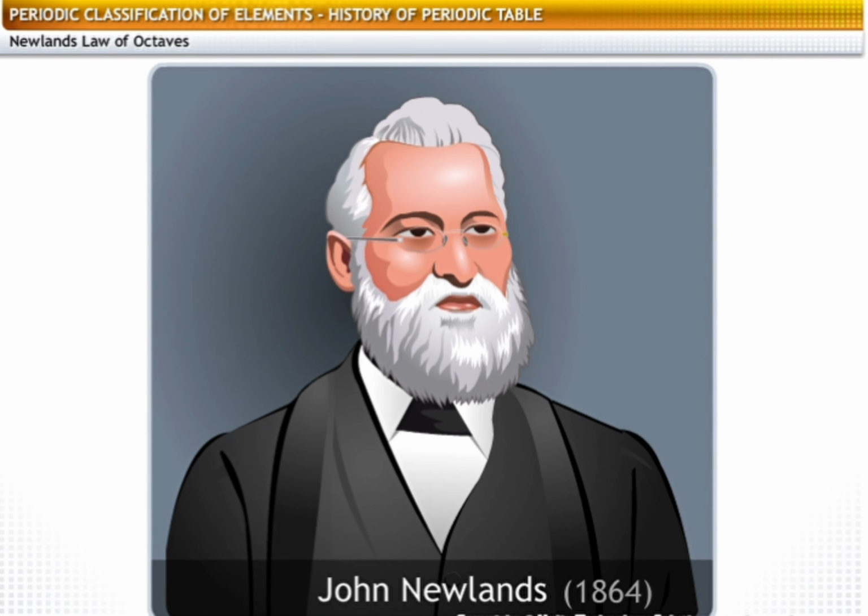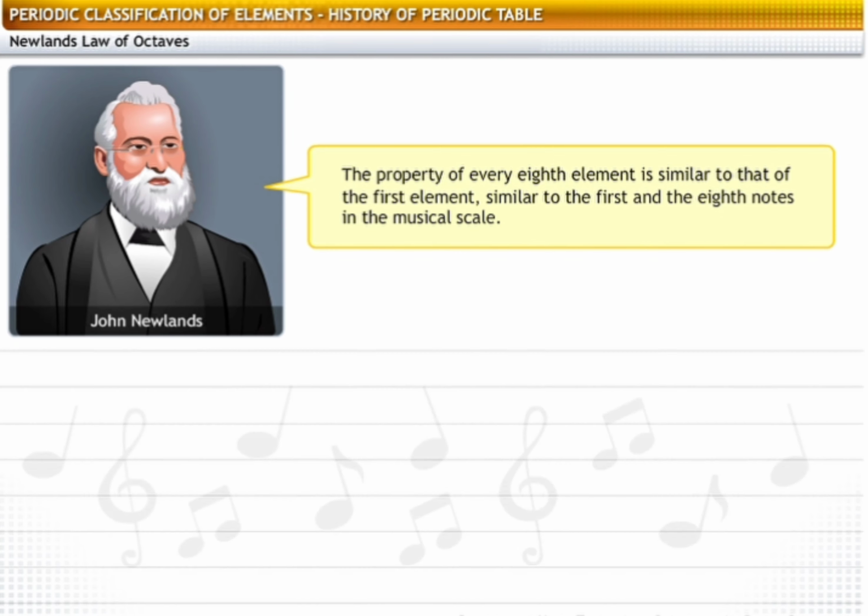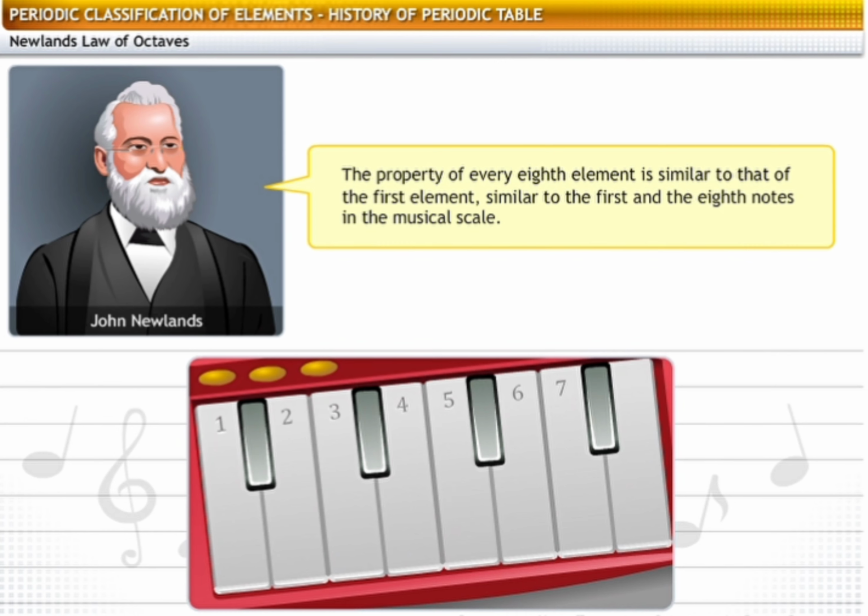The next attempt came in 1864 when an English chemist, John Newlands, stated his observations in the form of Newlands' law of octaves. Newlands noted that when elements are arranged in increasing order of their atomic weights, the property of every 8th element is similar to that of the first element, similar to the first and the 8th notes in the musical scale. Consider the list of elements with their atomic weights in increasing order.